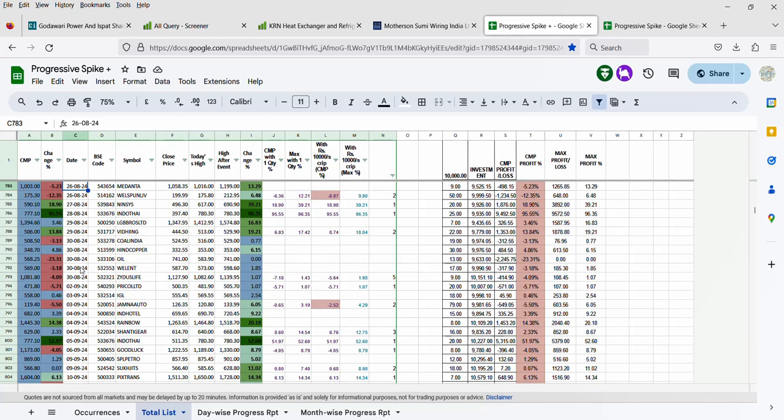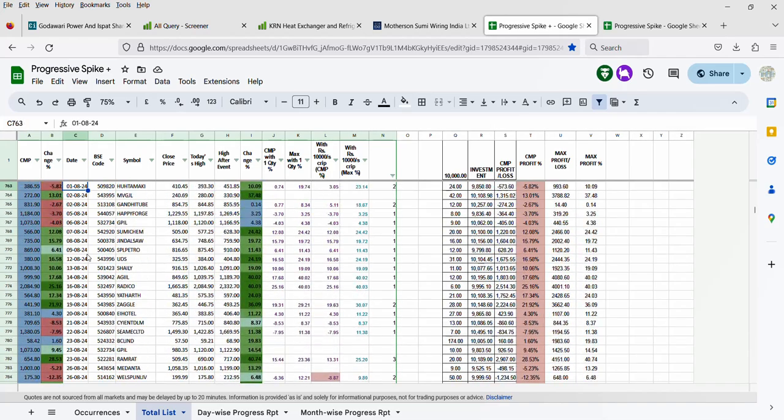I'm not telling you, these are not at all a recommendation. My background is not from a financial background. I'm from a mechanical background. I play with the data. That is why I am sharing all these things. So it is not a recommendation. It is only a screened pick which you can further study.